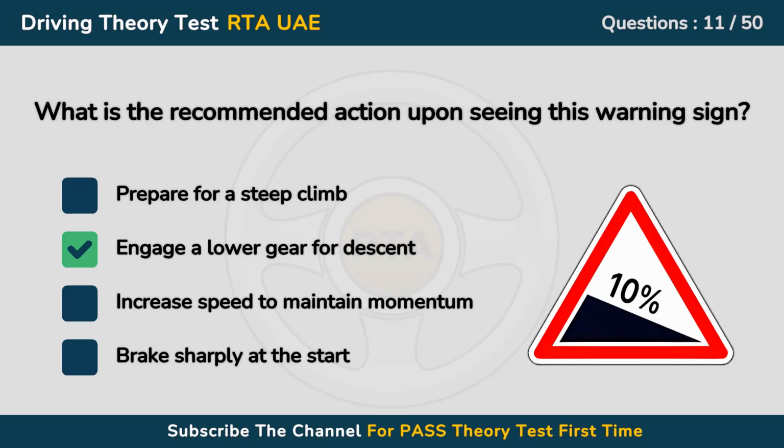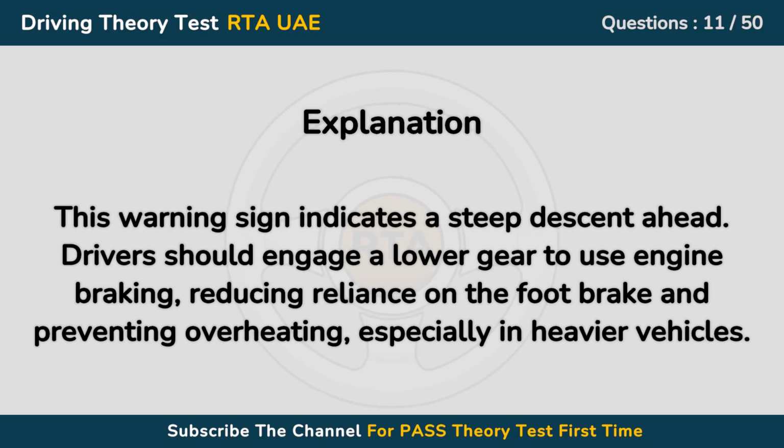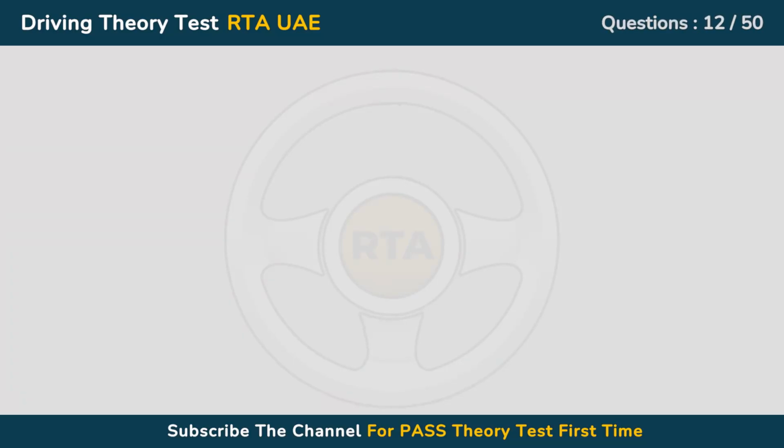Answer is B, engage a lower gear for descent. This warning sign indicates a steep descent ahead. Drivers should engage a lower gear to use engine braking, reducing reliance on the foot brake and preventing overheating, especially in heavier vehicles.